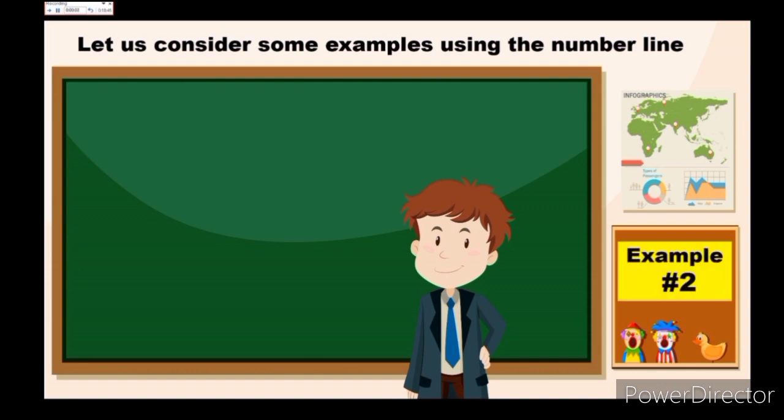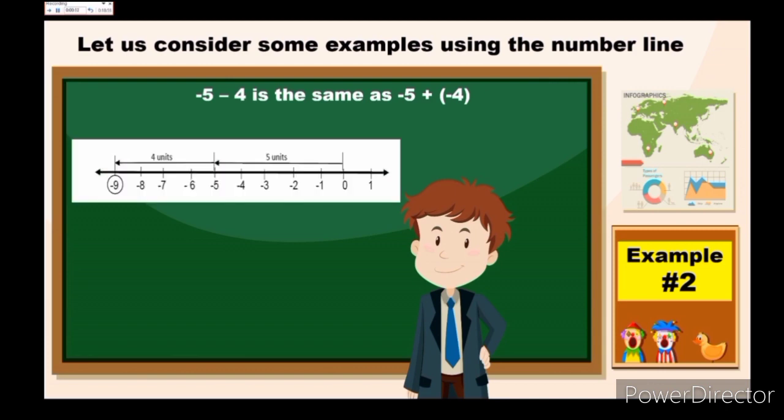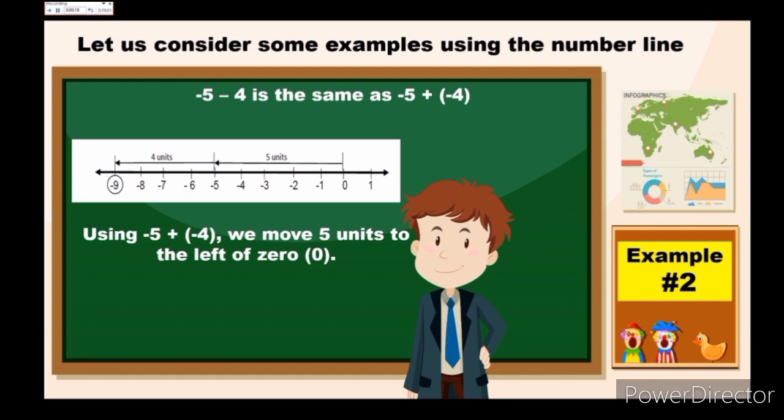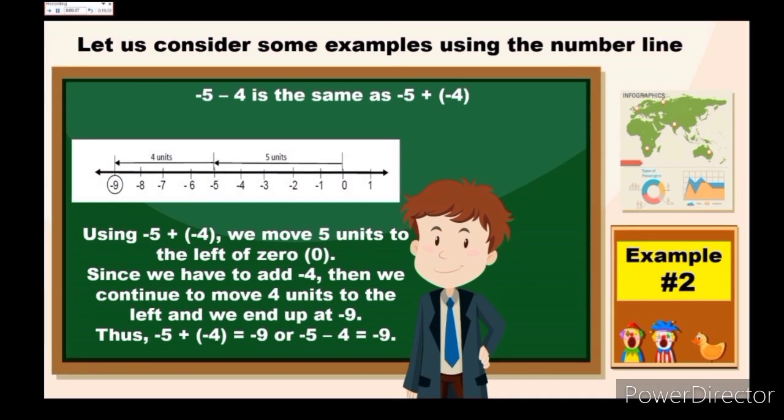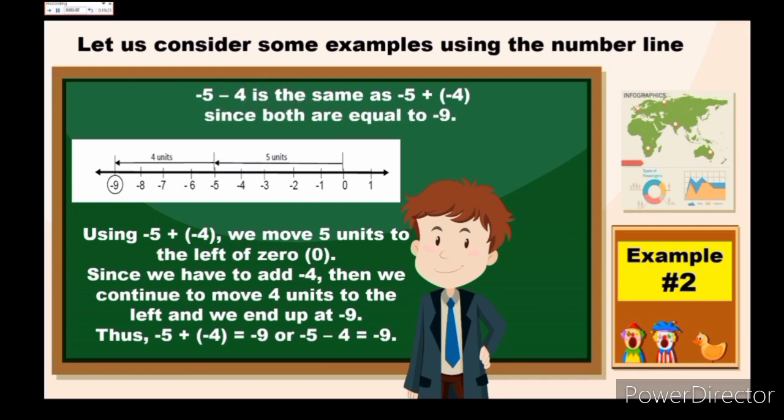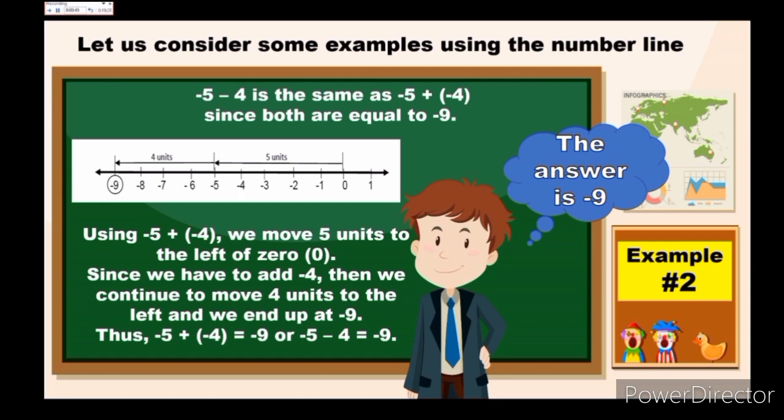Let's have example number 2. Negative 5 minus 4 is the same as negative 5 plus negative 4. Again, let's use this number line. Using negative 5 plus negative 4, we move 5 units to the left of the 0. Since we have to add negative 4, we continue to move 4 units to the left and we end up at negative 9. Thus, negative 5 plus negative 4 is equal to negative 9, or negative 5 minus 4 is equal to negative 9. Since both are equal to negative 9, the answer is negative 9.